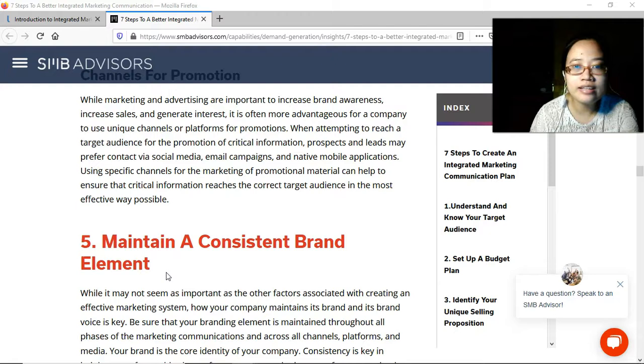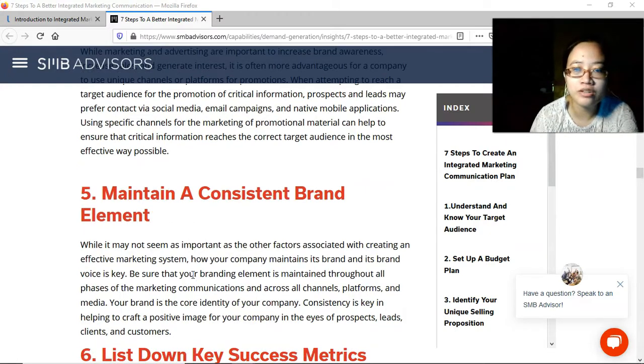Number 5, maintain a consistent brand element. Yan, consistency in messages, in your stand statements or commitments. While it may not seem as important as the other factors associated with creating an effective marketing system, how your company maintains its brand and its brand voice is key. Be sure that your branding element is maintained throughout all phases of marketing communications and across all channels, platforms, and media. Your brand is the core identity of your company.